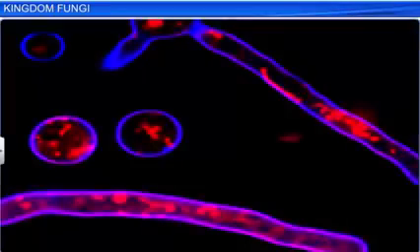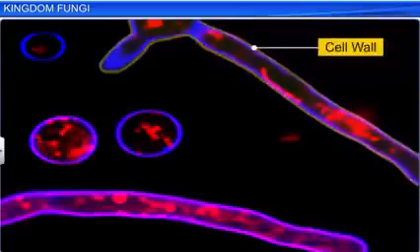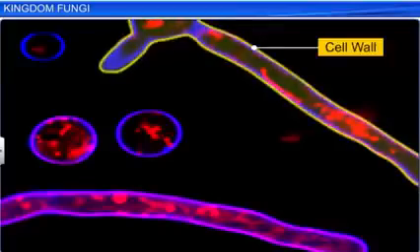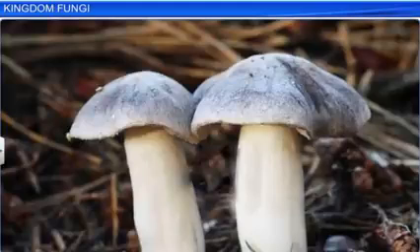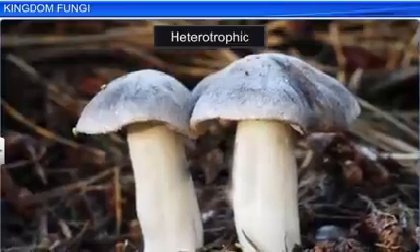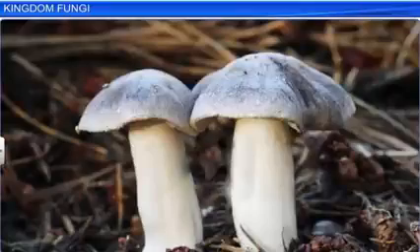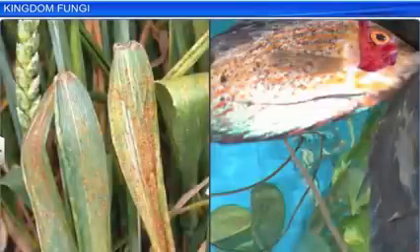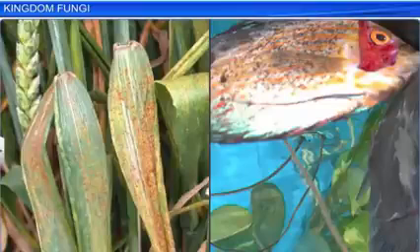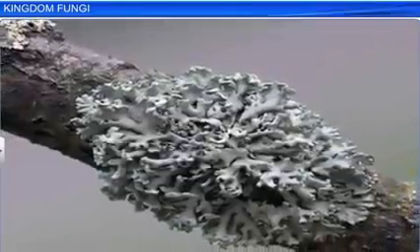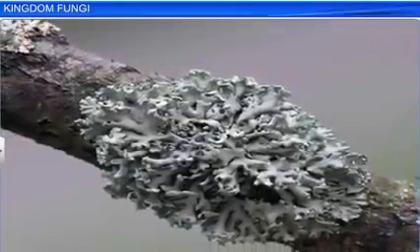Apart from hyphae, fungi are distinguished by their cell walls, which are made of chitin and polysaccharides. Fungi are heterotrophic. Fungi that absorb organic matter from dead substrates are called saprophytes. Fungi which depend on living plants and animals are called parasites. Some fungi are associated with other organisms in mutually beneficial relationships.